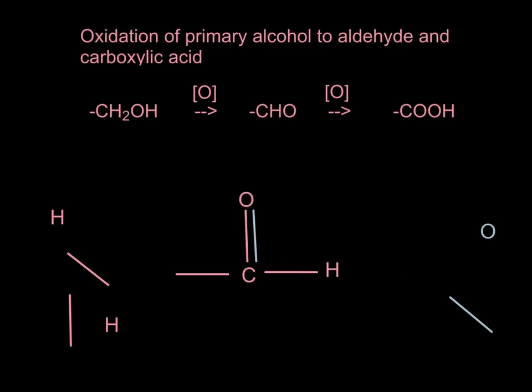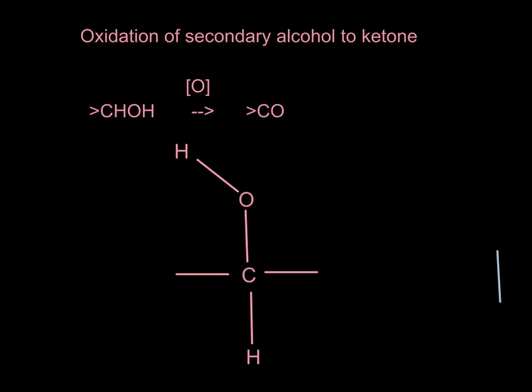The C=O bond forms to give an aldehyde. Further oxidation involves adding O to carbon to give carboxylic acid. Oxidation of a secondary alcohol gives a ketone. In the structure of a secondary alcohol, there is at least one hydrogen atom bound to the carbon that is attached to the hydroxyl group. During oxidation, again, H are removed from O and carbon. A C=O bond forms to give a ketone. There is no further oxidation of ketone nor tertiary alcohol.